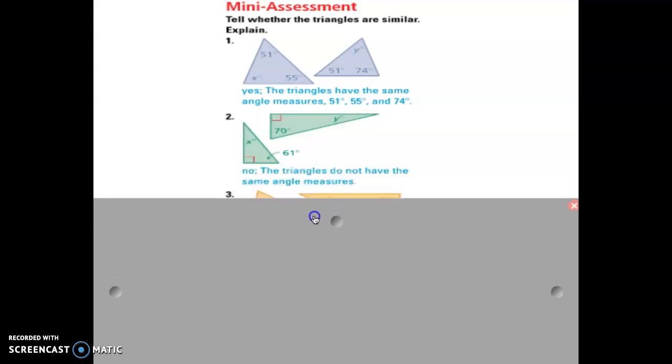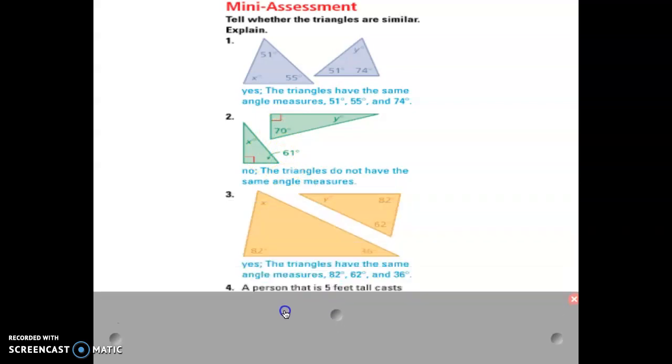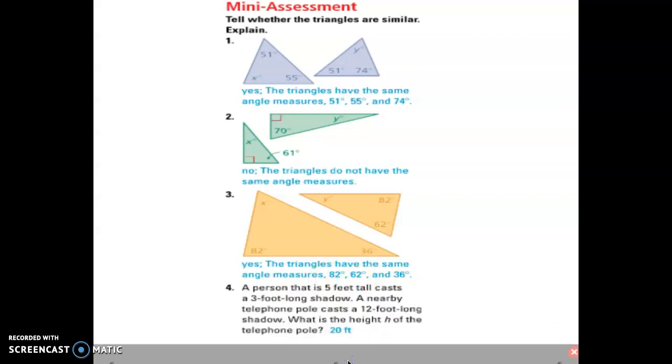This one is definitely, yes, the triangles have the same angle measurements, so they are similar, okay? And no, these 2 triangles, they have some similarities, but they do not have all the same or enough angle measurements that are the same. And then number 3, yes, these triangles have the same angle measurements, 82, 62 degrees, and 36 degrees. All right, and then the last one. A person that is 5 feet tall casts a 3-foot shadow. A nearby telephone pole casts a 12-foot long shadow. What is the height H of the telephone pole? So that would be 20 feet.